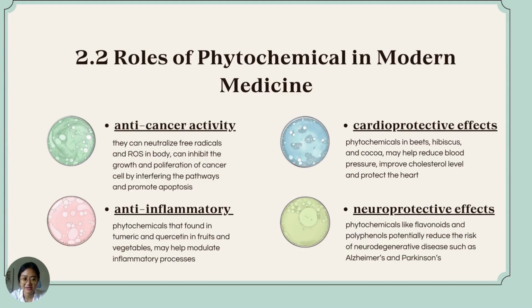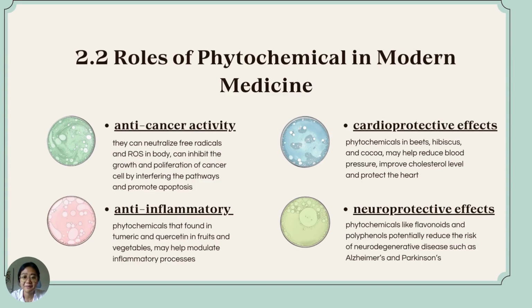I will be continuing the explanation about the roles of phytochemicals in modern medicine. The first one is phytochemicals as an anti-cancer activity, where they can neutralize free radicals in the body. They can also inhibit the growth and proliferation of cancer cells by interfering with the pathway and promote apoptosis. The second one is anti-inflammatory, where phytochemicals found in turmeric and quercetin in fruit and vegetables may help modulate the inflammatory process. The third one is the cardioprotective effects.